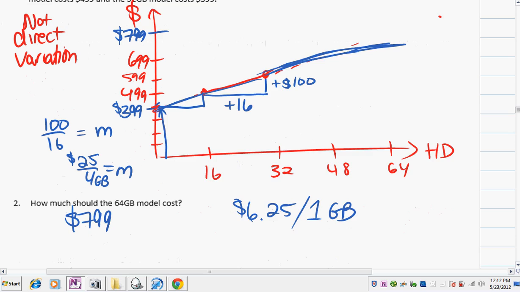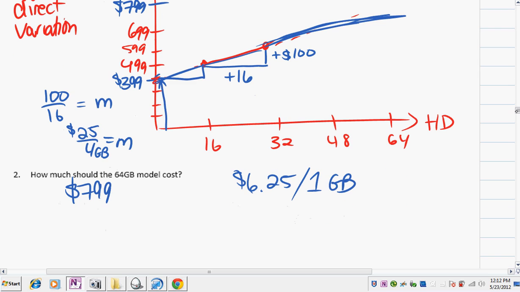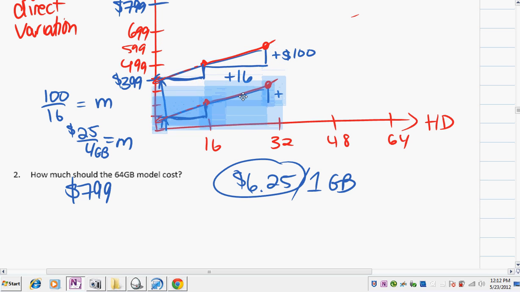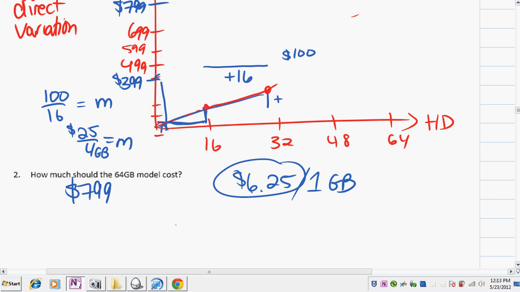So there's a couple things to think about here. This is not direct variation, even though you say, but for every 16, it goes up 100. That seems direct, right? The slope is constant, and that's true. But the only way to make this direct is for the equation to be y equals kx, which means it would need to shift down and cost nothing. So if I had no hard drive, it would cost nothing. Y equals kx. You'll notice it's not y equals kx plus b. There's no y-intercept. The y-intercept is 0.